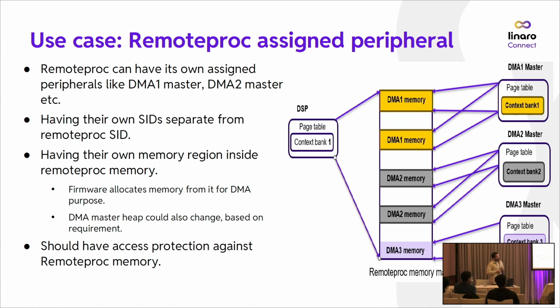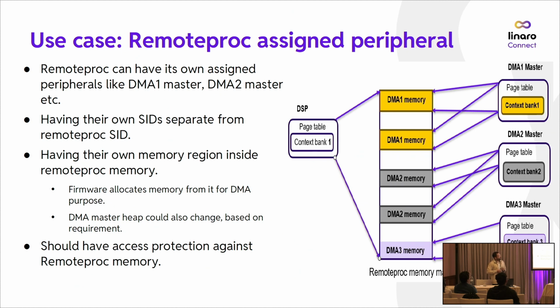And this is the firmware region. This is a memory carve out, which is DDR memory. This DSP has entire memory access for the firmware side, and now the DMA memory. The DMA memory could be a subset of the entire memory carve out for the remote proc. So basically, it has its own subset, and it has its own SID separate from that DSP. So this should not access anything apart from what is assigned to it.